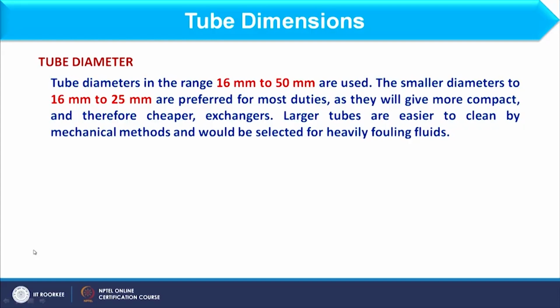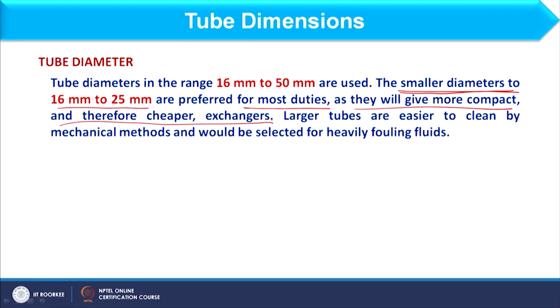So, now we are going to decide the dimension of the tube. If I am saying dimension of the tube, what is the meaning of that? I am deciding the diameter as well as the length of the tube, right. Now, if I focus on the complete range of tube diameter, the range varies from 16 mm to 50 mm. So, up to 50 mm you can consider as tube diameter. However, smaller diameter tubes such as 16 mm to 25 mm are preferred for most duties, as they will give more compact and therefore cheaper exchangers.